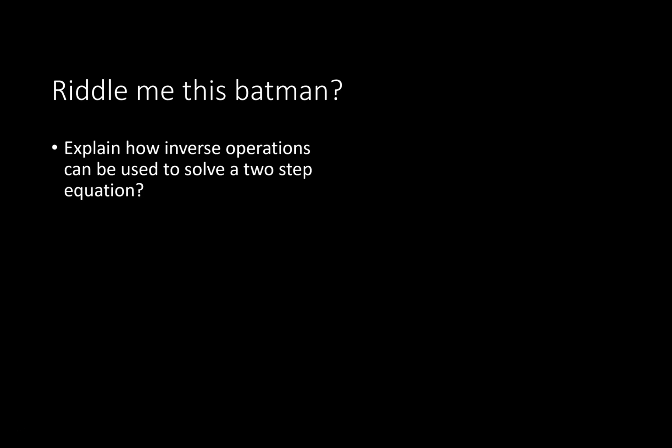Riddle me this, Batman. Explain how inverse operations can be used to solve a two-step equation. So it can be done by undoing each operation in reverse order. So you may not have gotten the reverse order, but if you said undo each operation, maybe to get x by itself, I'll take that.